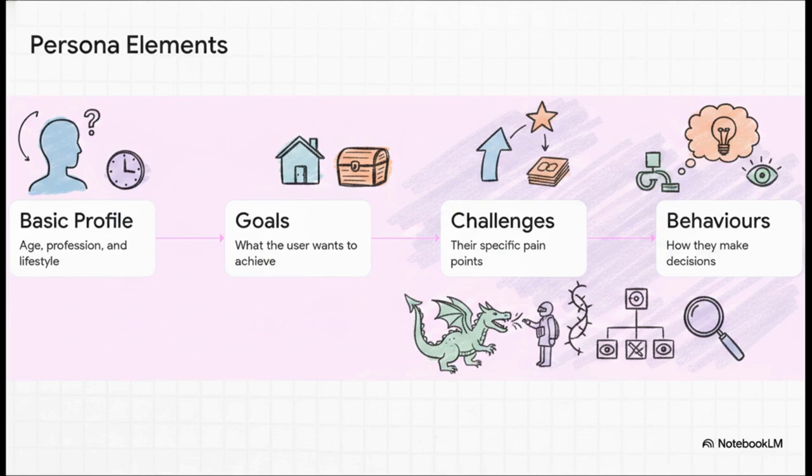Third, their challenges or pain points. What dragons are they fighting every single day? And fourth, their behaviors and preferences. How do they make decisions? What influences them? Fleshing out these 4 pillars literally takes your raw data and breathes life into it.